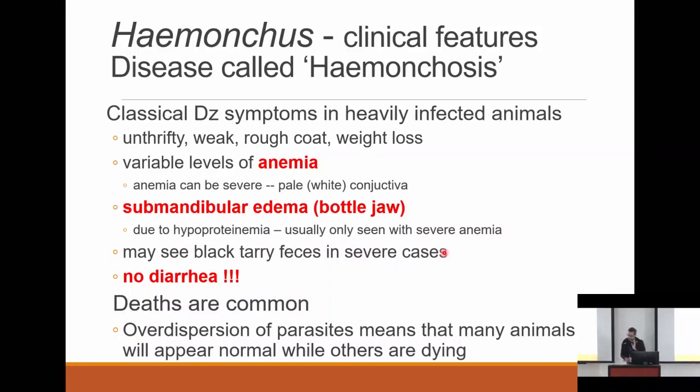So the most important point as far as the clinical feature of this disease is concerned is anemia. Why? Blood sucking. The second most important point is submandibular edema. We call it bottle jaw. So these are the two most important clinical features in this disease. Other than that, you will see some animals become weak, with rough coat, weight loss, some black tarry feces, but you will not see any diarrhea.